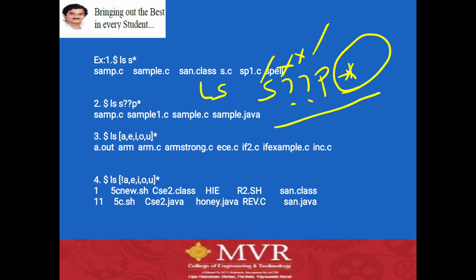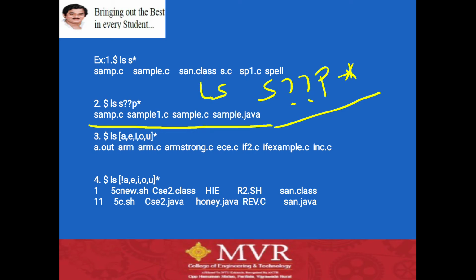So s means the starting letter must be s, then the second character is a question mark. Question mark matches any single character, so it may be anything but a single character only. Then in the third place again we have specified question mark, that means the third place also can be any single character. And the fourth character is p, that means the fourth character must be p, otherwise it won't display. After p it may have any number of characters, or nothing also, it will display.